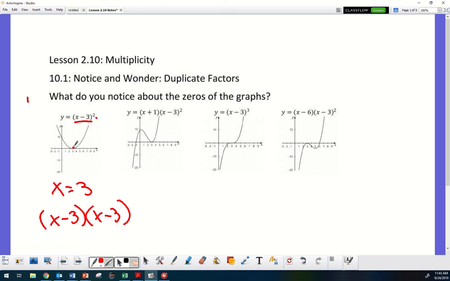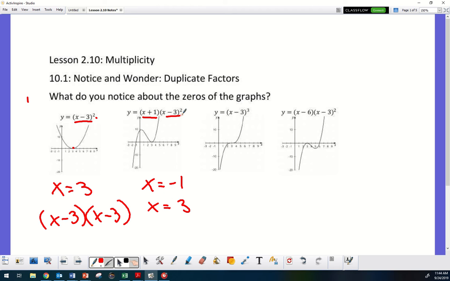Okay, so that's important. On that one, this is going to be an x squared because it's x times x, so it gives me the shape of a parabola. Now let's look at this next one. What does this give me? Negative 1. So x equals negative 1. What else do I have? Positive 3. So x equals positive 3.